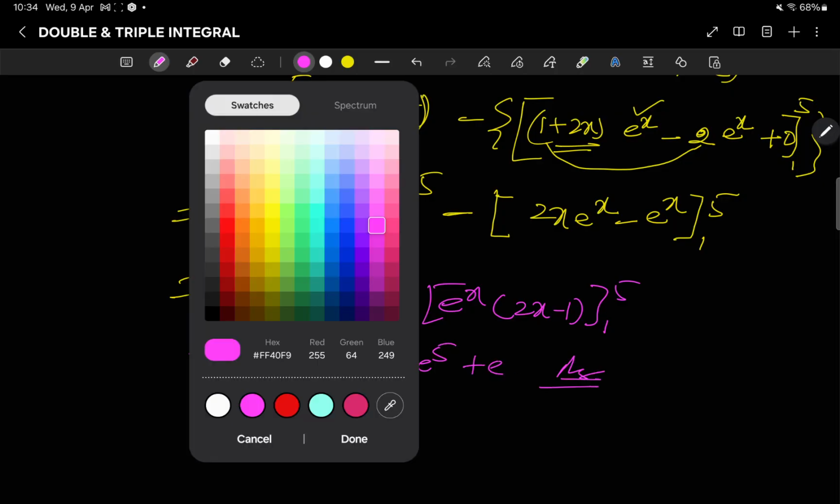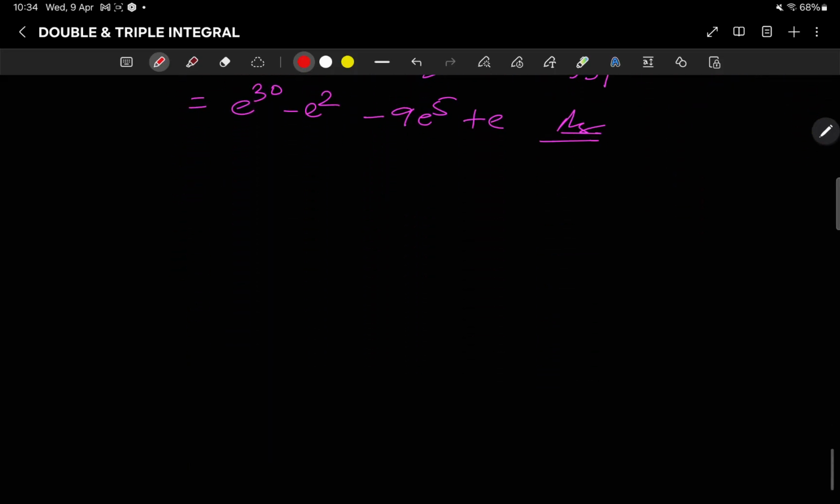Now in the same line, we will be able to extend it to triple integral. Extension to triple integral.